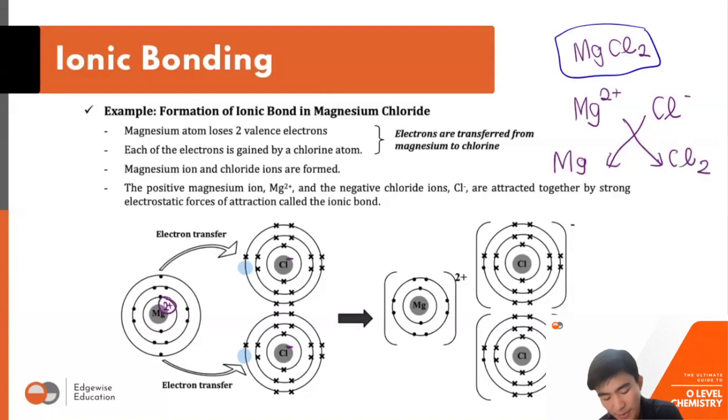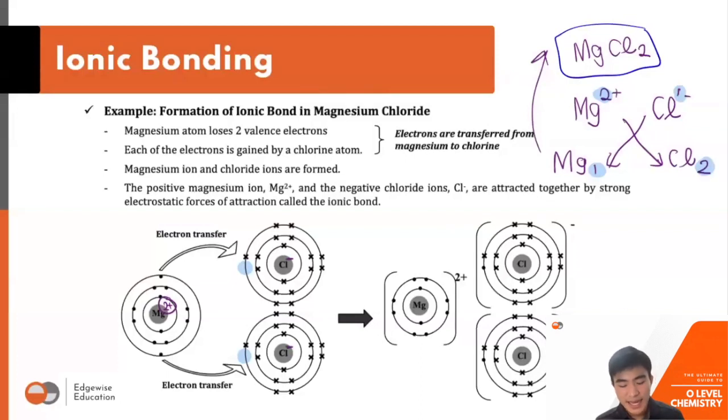So I follow this number. This one is 1. This is 2. So the 2 come here. The 1 come here. Okay, this 1 minus. So hence, I get MgCl2. Okay, so this is a very fast way for you to understand how to find the chemical formula of something, based on the charge of each ion.